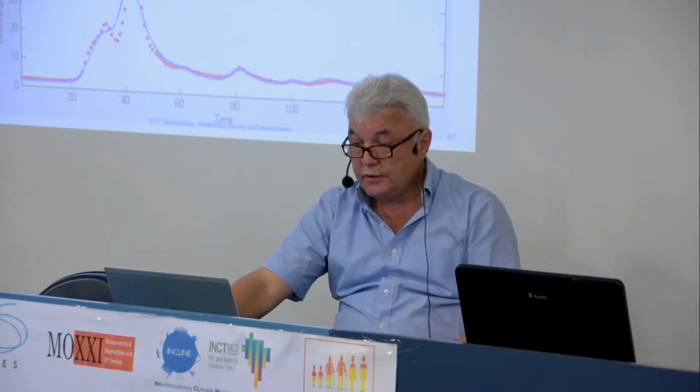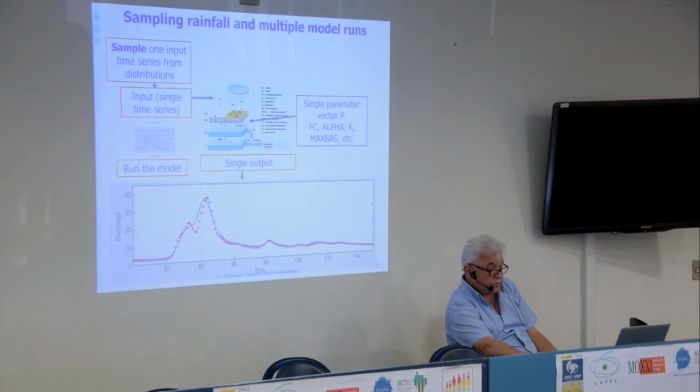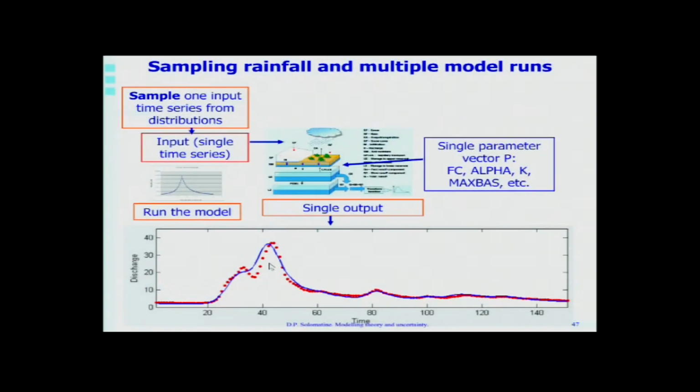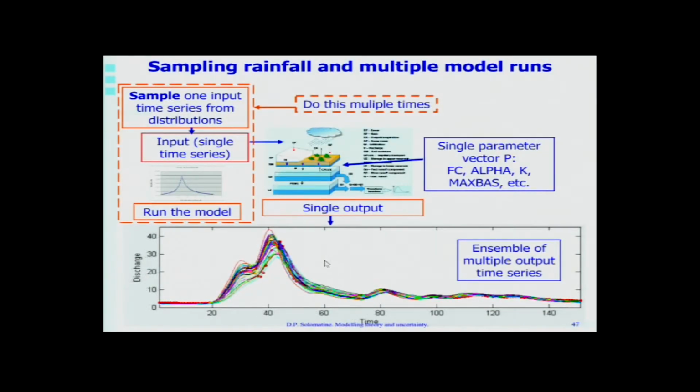So then if you sample this physically based rainfall, you feed it in, and again you get the outputs like this. Sorry, I'm breaking your equipment. Sorry for that. Any questions here?